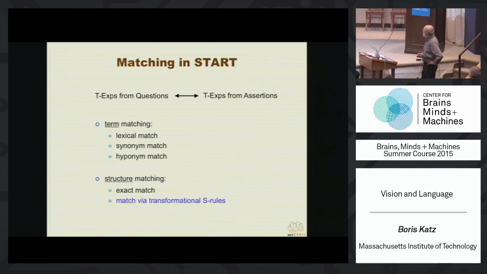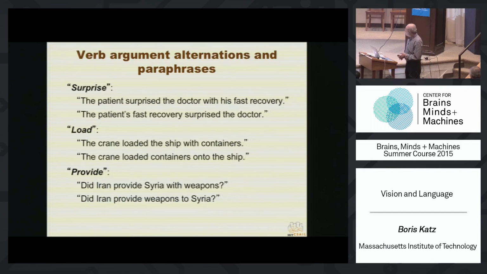But a much more complex problem is to match on the level of the structure. And I will show you some examples of this problem. Well, by now you must have figured out I love to stare at English sentences. I hope you do a little bit. If not, please try. So here, let's consider a couple of verbs. So here's the verb surprise. Let's consider these two sentences.